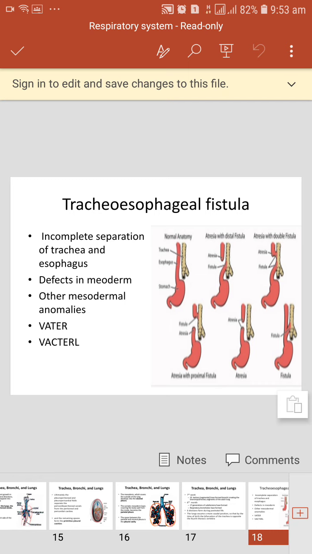This abnormality occurs with other mesodermal anomalies which are known as VACTERL: V for vertebral, then anal, cardiac, esophageal, renal and limb anomalies.